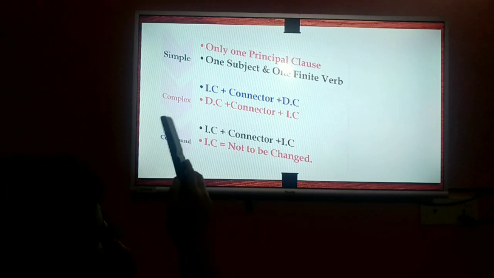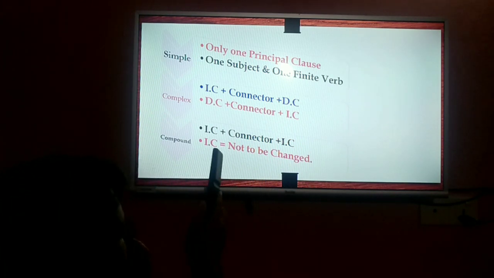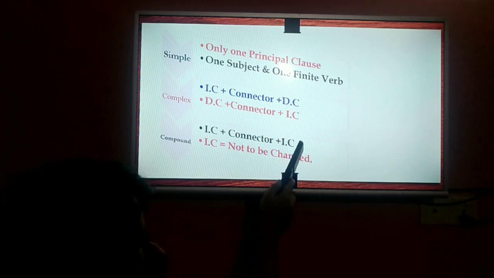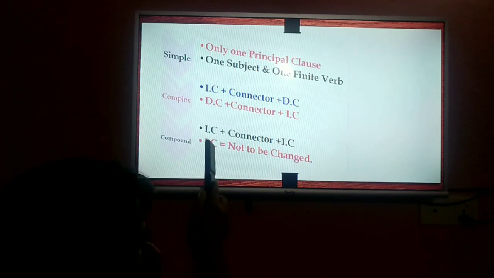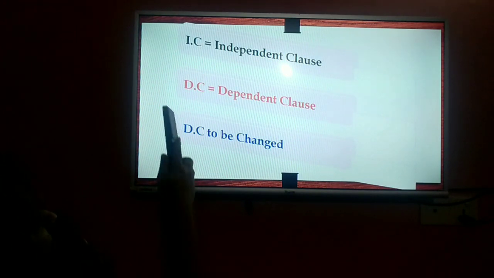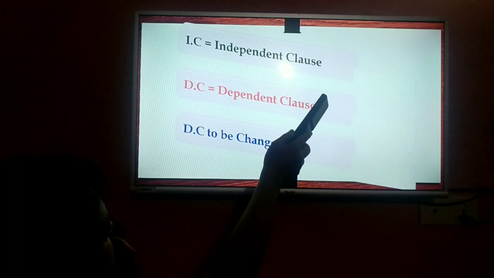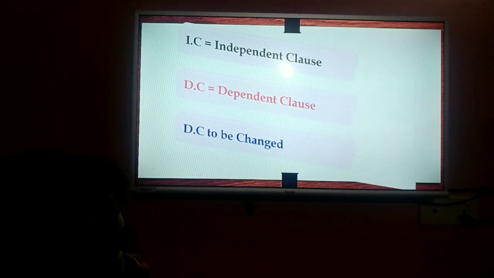Compound sentence: two sentences, independent clause or principal clause. Independent clause, then connector or coordinator, then independent clause or principal clause. Independent clause or principal clause not to be changed. Next slide. Independent clause, that means IC. DC, that means dependent clause. DC to be changed.